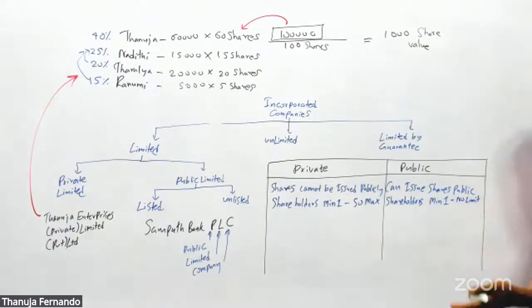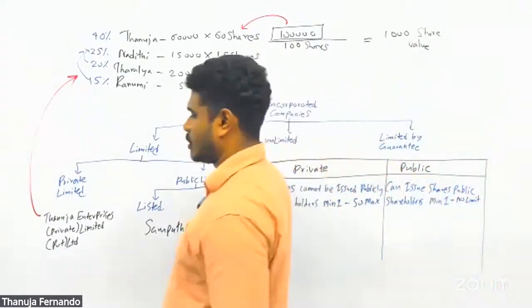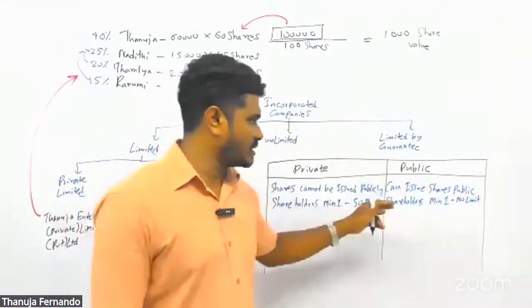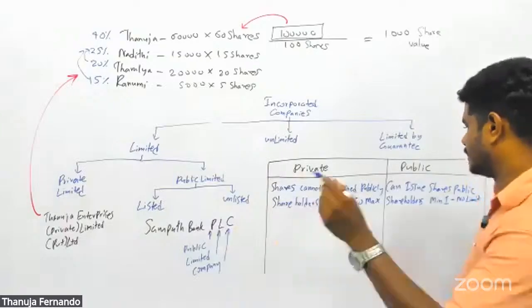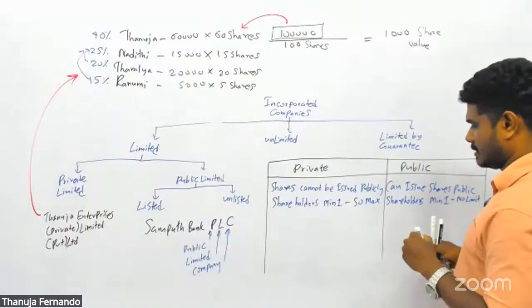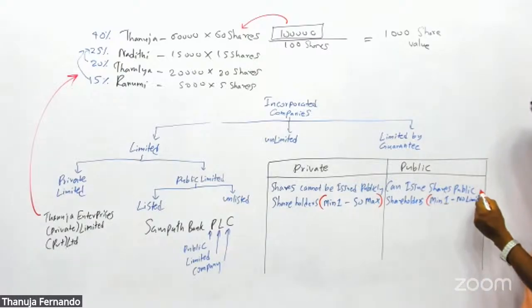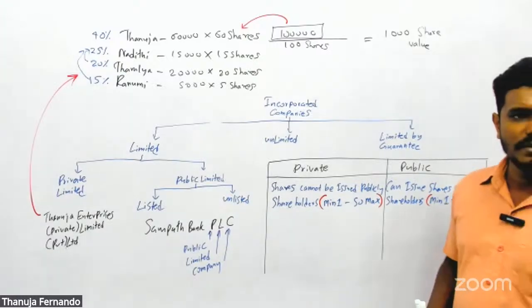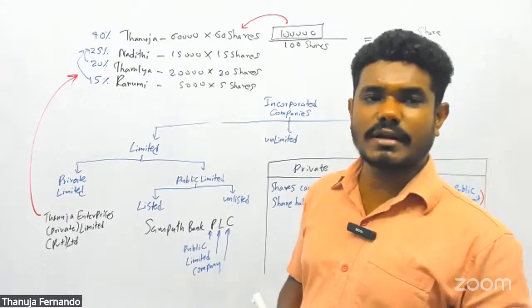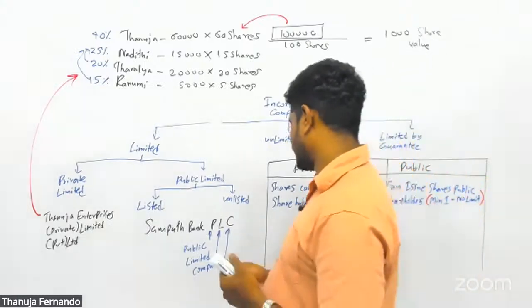If there are 100,000 shareholders, no problem. They can invest, right? Another difference: here, minimum 1 to 50. Here, minimum 1 to no limit, unlimited, right?